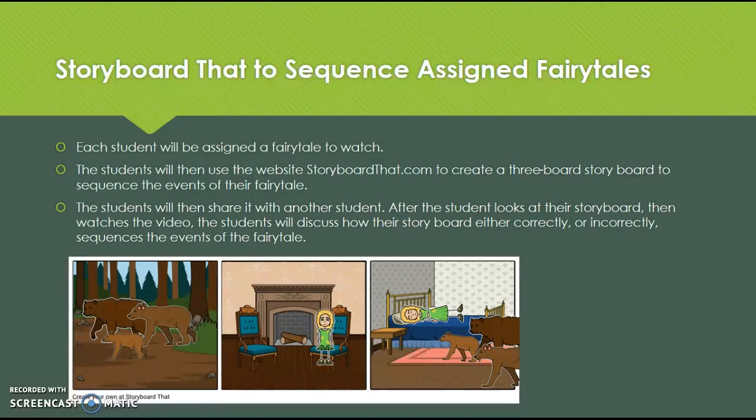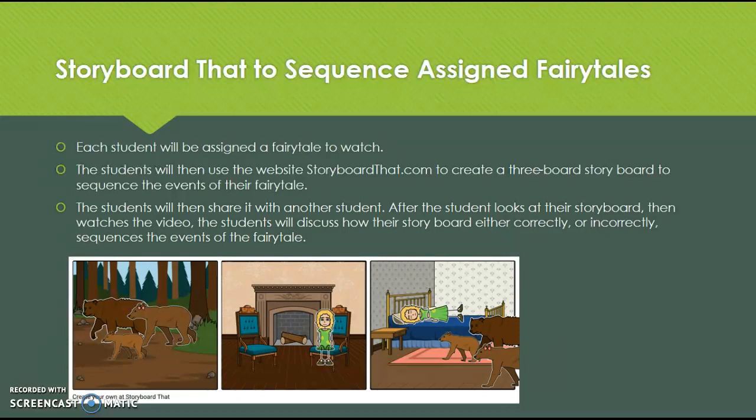So the example that I have here is of Goldilocks and the Three Bears. Now, I didn't include text on this one because I figured for the first part of the unit, students would just be creating images because their final project they are going to be writing. Maybe with the higher students, I would have them write a sentence and include text on theirs.